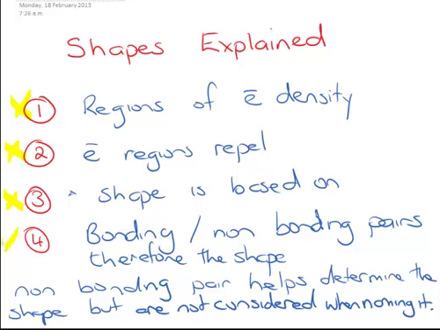And then finally, the number of bonding and non-bonding pairs. So you just state how many bonding pairs there are, how many non-bonding pairs there are, and therefore the shape is whatever it's going to be.